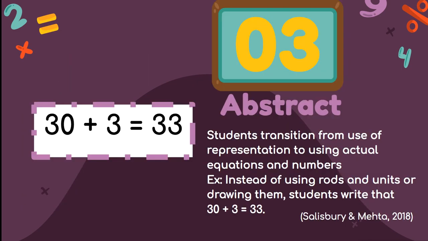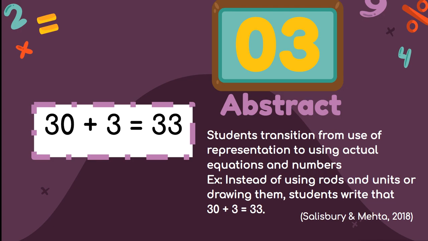Lastly, we have the abstract phase. This is kind of the holy grail. This is where teachers want their students to end up. They want their students to transition from the use of representation to using actual equations and numbers. So the first two stages are kind of like stepping stones into this main idea.